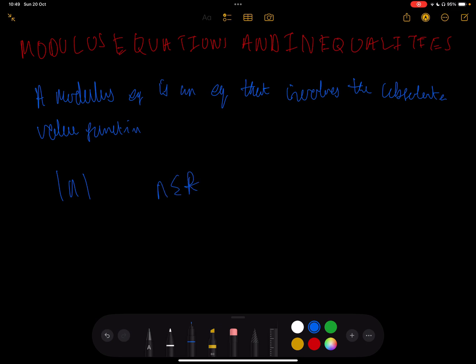Well, what is the modulus of n? It's literally just how far n is from 0. So it's the distance that n is from 0, right? And we would write that as the modulus of n. And therefore, it cannot be less than 0.